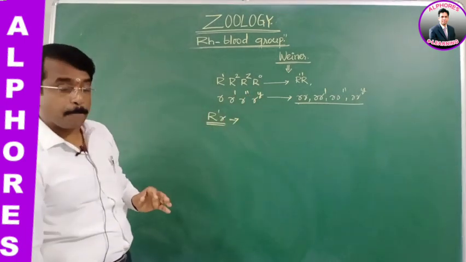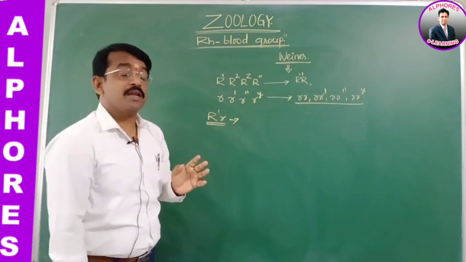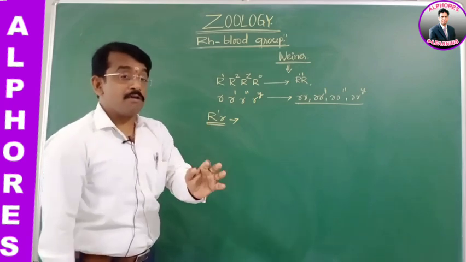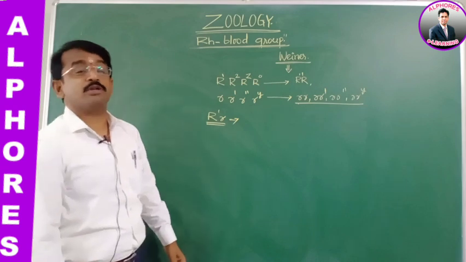In this connection, let me recall one point for you. If the number of alleles is 2, how many genotypes have we observed?